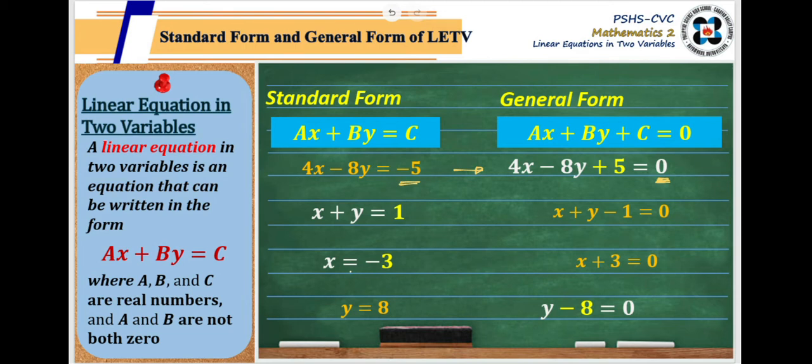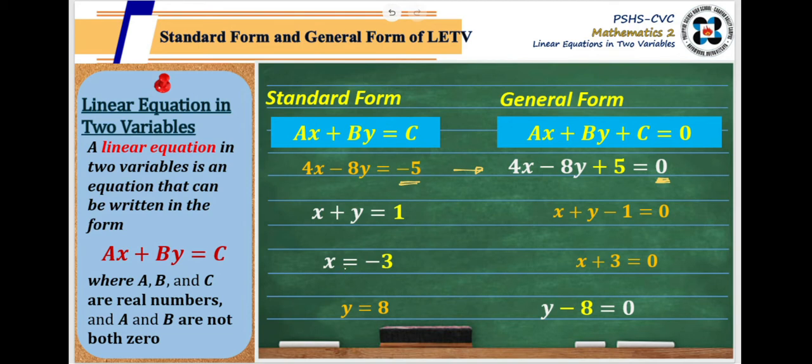So we said, if one variable is missing, it is still a linear equation in two variables. So for example, for x equals negative 3, this one is already written in standard form because the variable is found on the left side and then the constant is found on the right side. So here, the value of b is 0. So we can write it as x plus 0y is equal to negative 3.